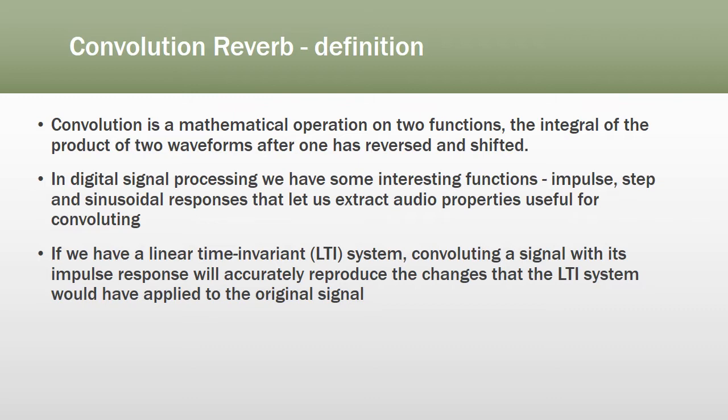useful for convolving. If we have a linear time-invariant system, its impulse response is very useful because convolving a signal with it will reproduce the changes that the LTI system would have applied to the original signal. Something like a room can be modeled as an LTI. It is linear because it doesn't have saturation and distortion. It doesn't change with time, so it is time invariant. The impulse response of a room can be used with convolution to accurately modify any signal in the same way that the room itself would have modified it.